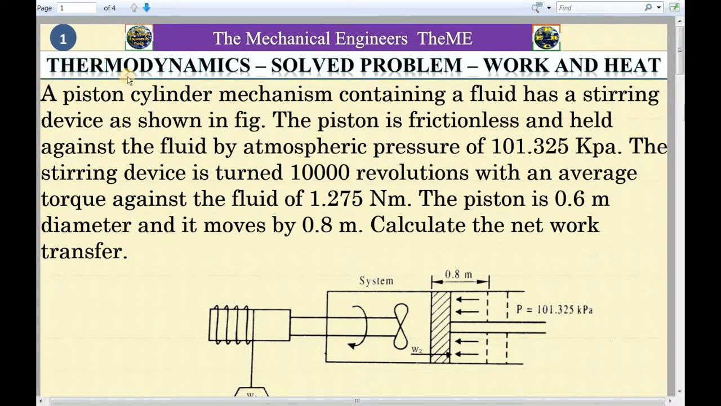Today's topic is thermodynamics. In thermodynamics, I will be explaining a numerical problem from the chapter Work and Heat.